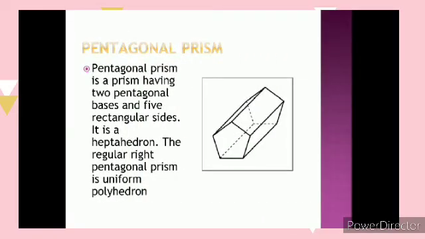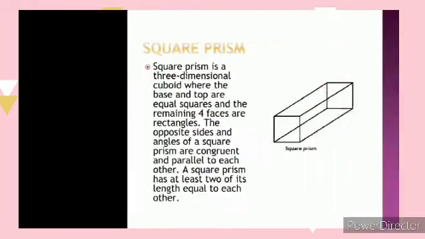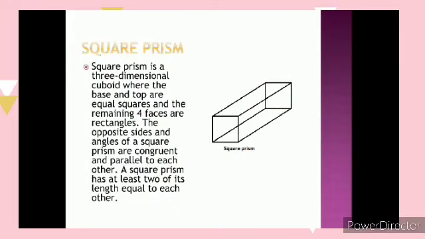Pentagonal prism. Pentagonal prism is a prism having two pentagonal bases and five rectangular sides. It is a heptahedron. The regular right pentagonal prism is a uniform polyhedron. Square prism. Square prism is a three-dimensional cuboid where the base and top are equal squares and the remaining four faces are rectangles. The opposite sides and angles of a square prism are congruent and parallel to each other. A square prism has at least two of its lengths equal to each other.